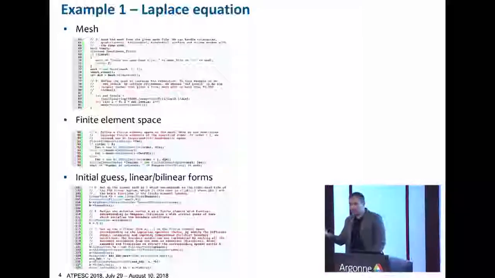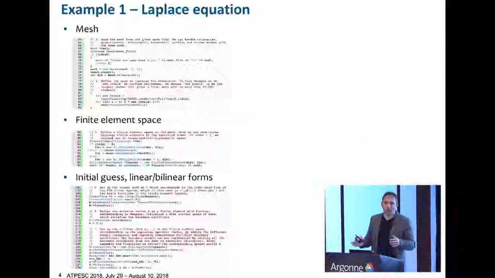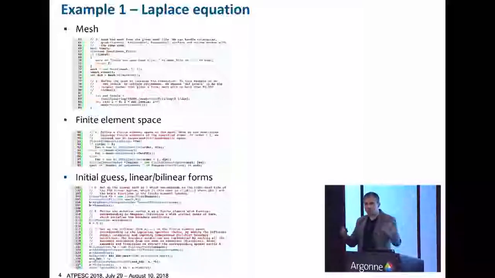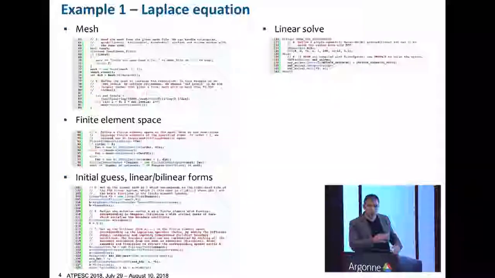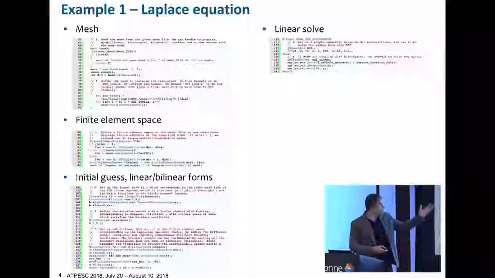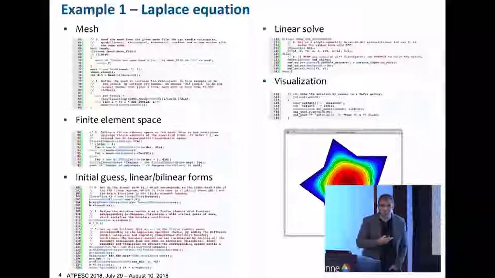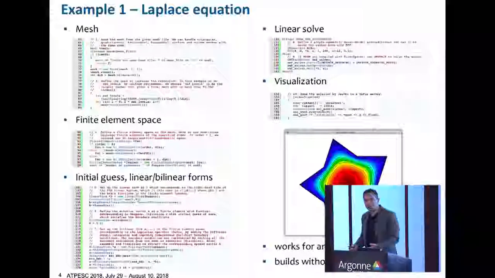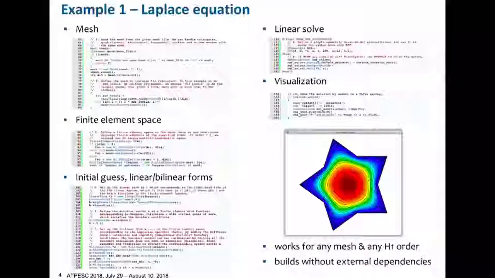Then you define your initial guess. It could be zero, for example, or something else if you have a time-dependent simulation, and the linear and bilinear form. In functional analysis speak, this is just the way we describe left-hand side and right-hand side. You turn this continuous-level PDE problem into a linear algebra problem. That's what MFEM does for you, and then you do a linear solve, and then you visualize it. You turn it back into a finite element function, and you can do this with about 200 lines of code. The serial version of MFEM has no dependency. You can download it and build it in a matter of 5 minutes, and it's a general code. It works for any order, any mesh, 2D, 3D. It's pretty easy to do some simple things.